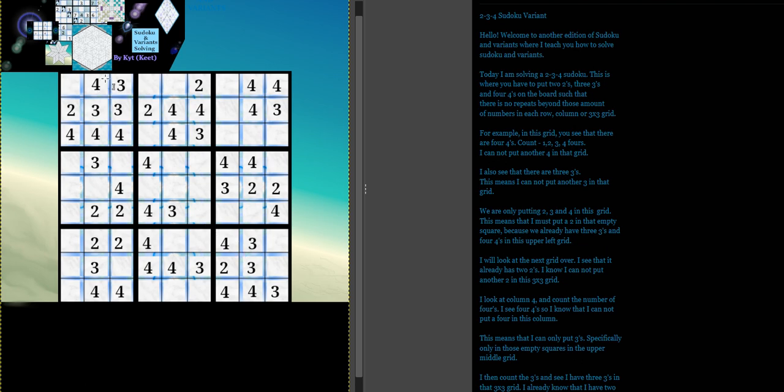For example, in this grid, you see that there are 4 4s. Count 1, 2, 3, 4 4s. I cannot put another 4 in that grid. I also see that there are 3 3s. This means I cannot put another 3 in that grid. We're only putting 2, 3, and 4 in this grid. This means that I must put a 2 in that empty square, because we already have 3 3s and 4 4s in that grid.